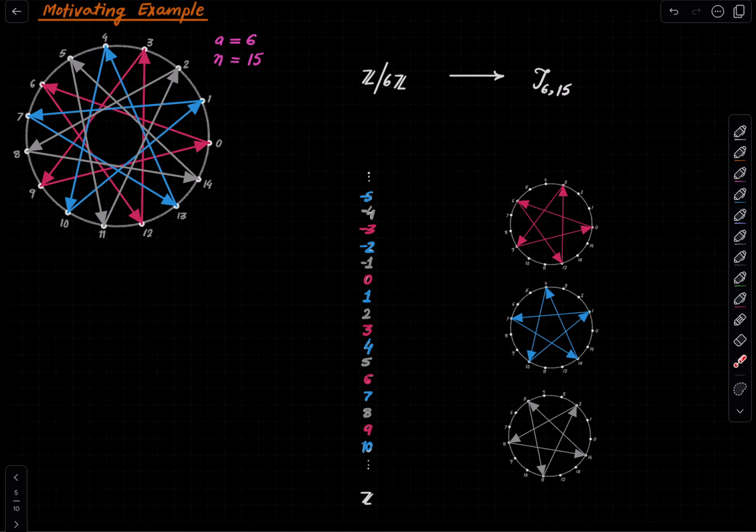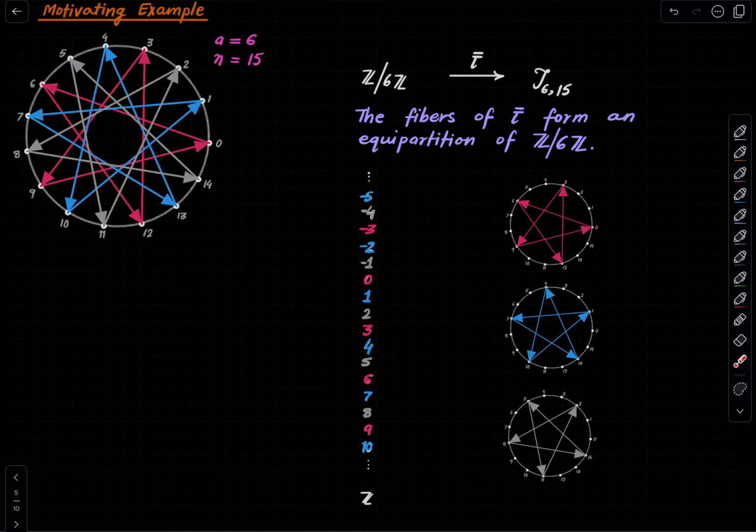And another thing that you can observe here is that the fibers of, let me call this tau bar, the fibers of tau bar form an equipartition of Z mod 6Z.